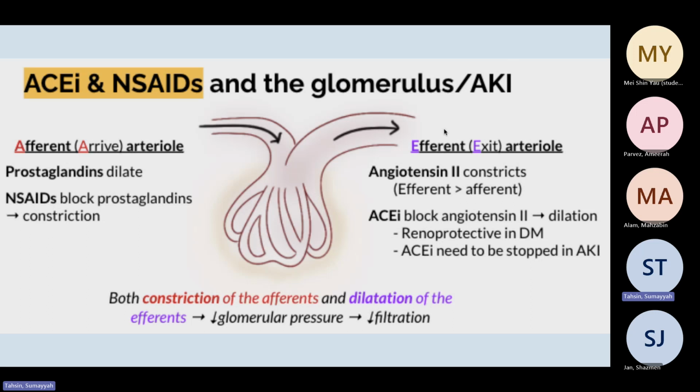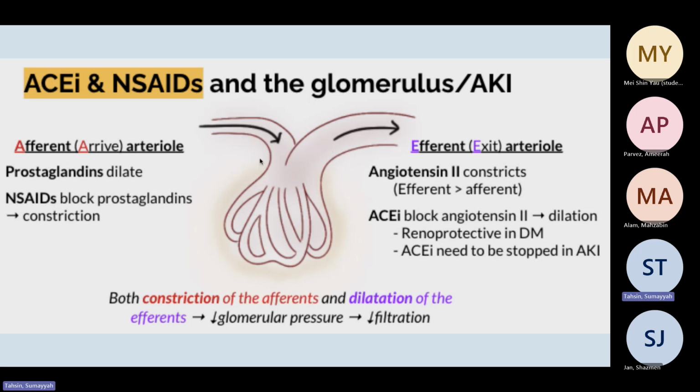In terms of the efferent arteriole, angiotensin 2, which is part of the renin-angiotensin-aldosterone system, acts to constrict the arteriole. And this increases the pressure in the glomerulus because the blood here is working against a higher pressure, which increases the filtration at the glomerular capillaries. ACE inhibitors block this angiotensin 2, which causes the efferent arterioles to dilate, which would reduce the pressure and thus filtration. This is why we need to stop both these drugs in an AKI, because they reduce the filtration in an already malfunctioning kidney.